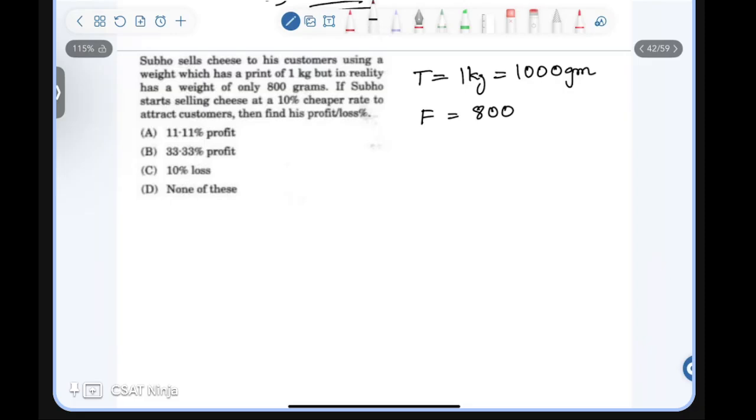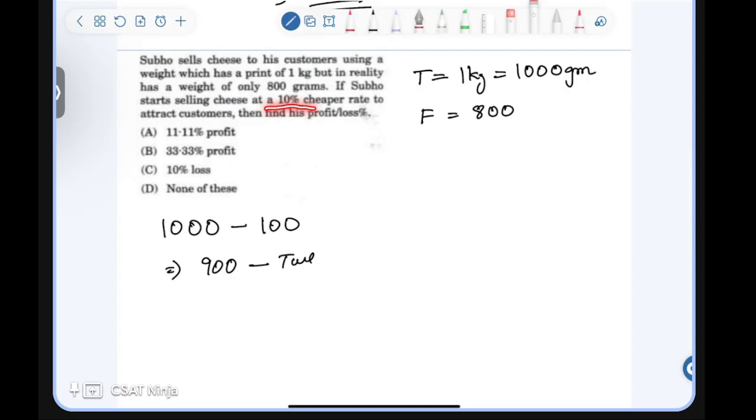So the true value is 1000 gram. From this 1000 gram, if I remove 10%, like if you have an income of 1000 rupees, then 10% will be 100, right? So from 1000, if I remove 100, that will be the discount of 10%. Selling at 10% cheaper means a discount of 10%, which is equal to 900. So now, because of this 10% cheaper, our true value is 900.